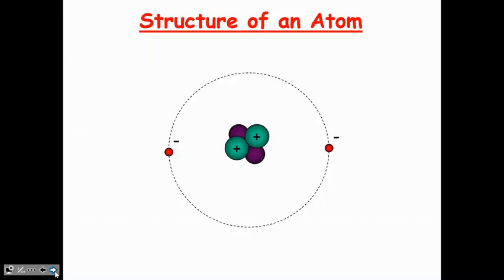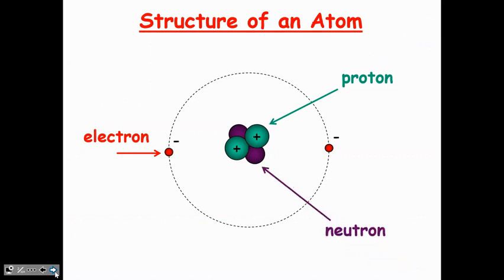Let's begin by reviewing the basic structure of an atom. Inside of an atom, we have the following particles. The electron is negatively charged and orbits the nucleus. And within the nucleus, we have the proton, which is positively charged, and the neutron, which is neutral. These are the three main particles of the atom.